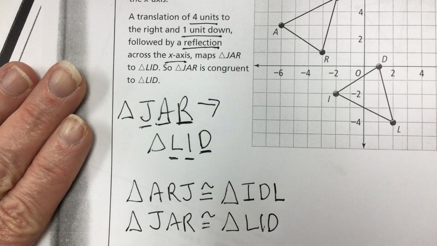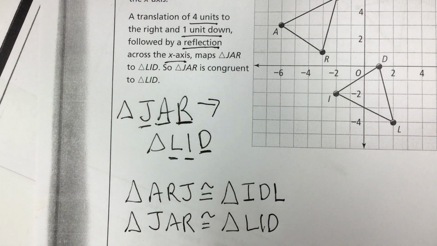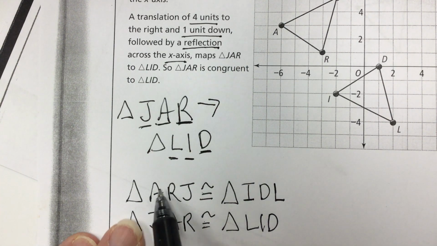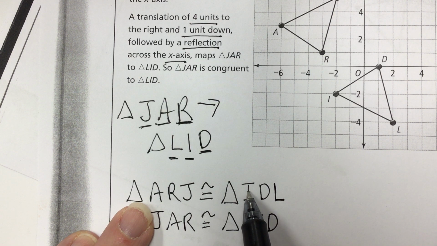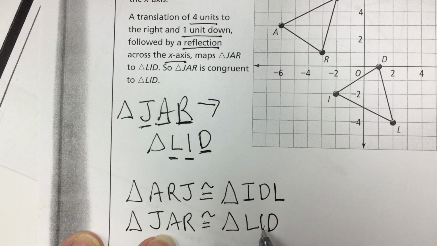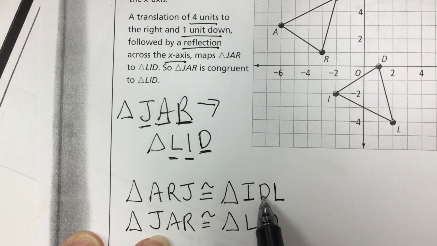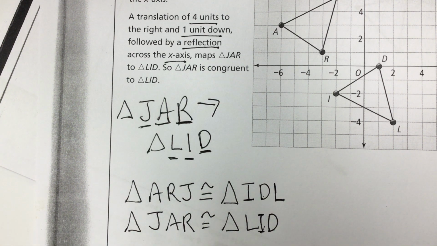You can have different congruent statements and they still mean the same thing. Because look, A corresponds to I in this congruent statement. A also corresponds to I in this congruent statement. R goes with D in this one. R goes with D in this one. J goes with L at the back. J goes with L at the front here. As long as your corresponding parts of the congruent triangles are paired up, then your congruent statement is correct.